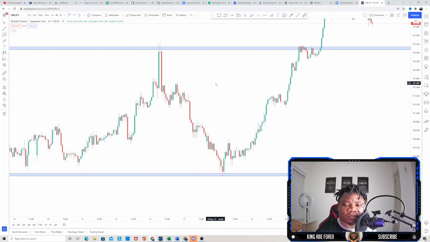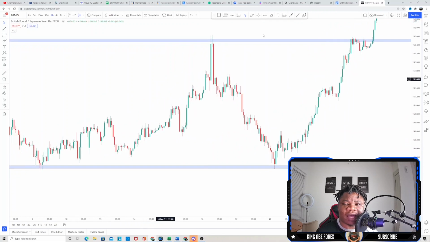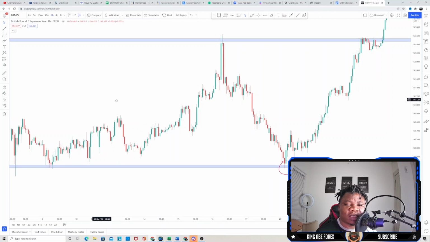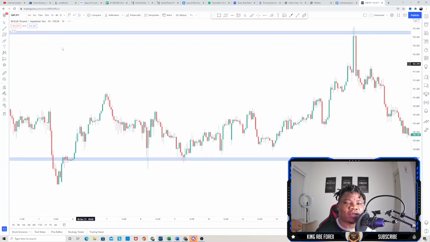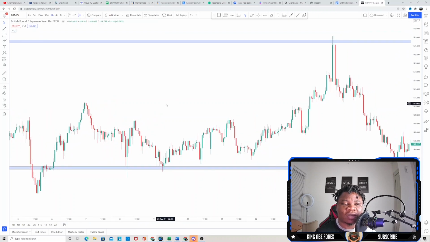So now the reason why I marked this zone here, if we take a look to the left, I want you guys to remember that your demand zone is always at the bottom and your supply zone is always at the top. Looking at this demand zone, the reason why this zone here is a demand zone is because if we look to the left-hand side, and I'm actually on the 1 hour time frame right now, even though our entry is going to be on the lower time frame.